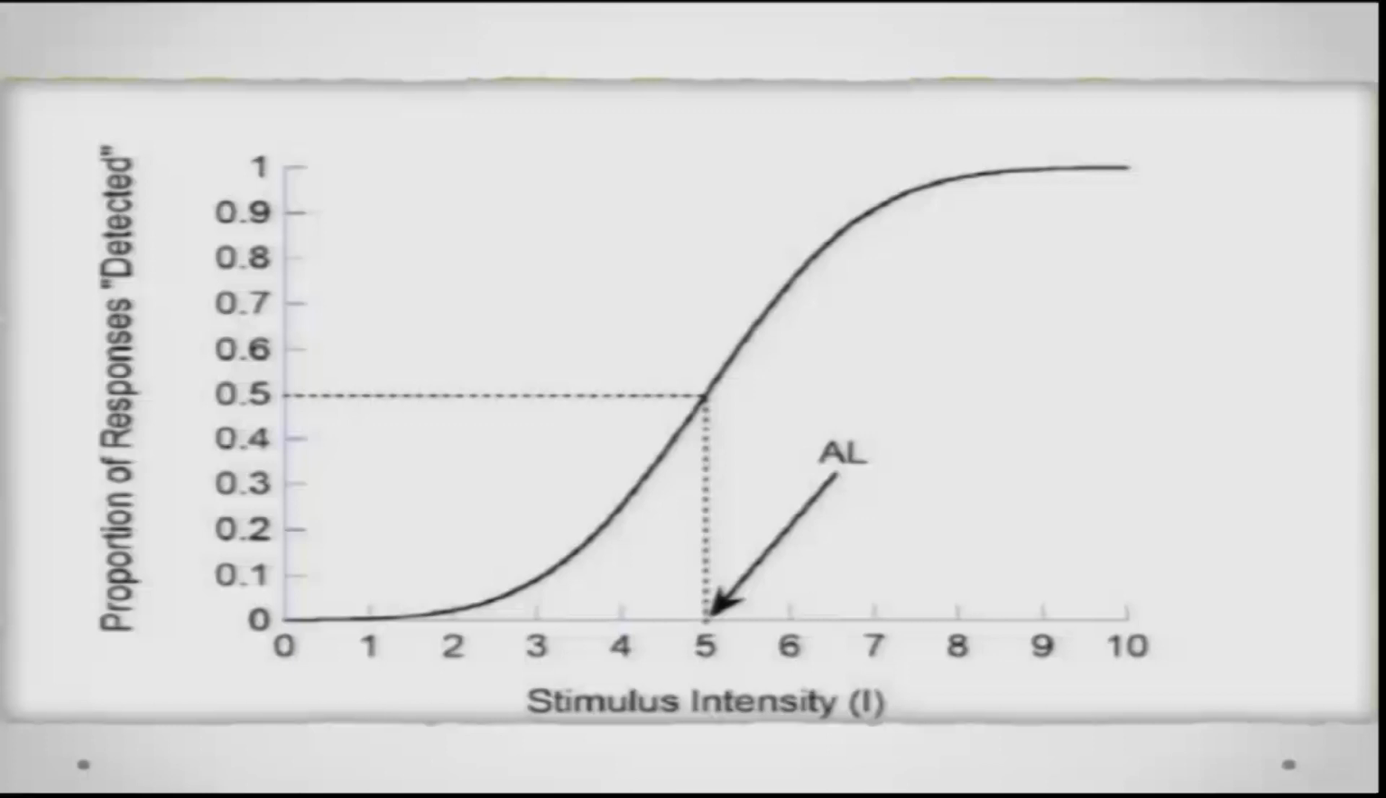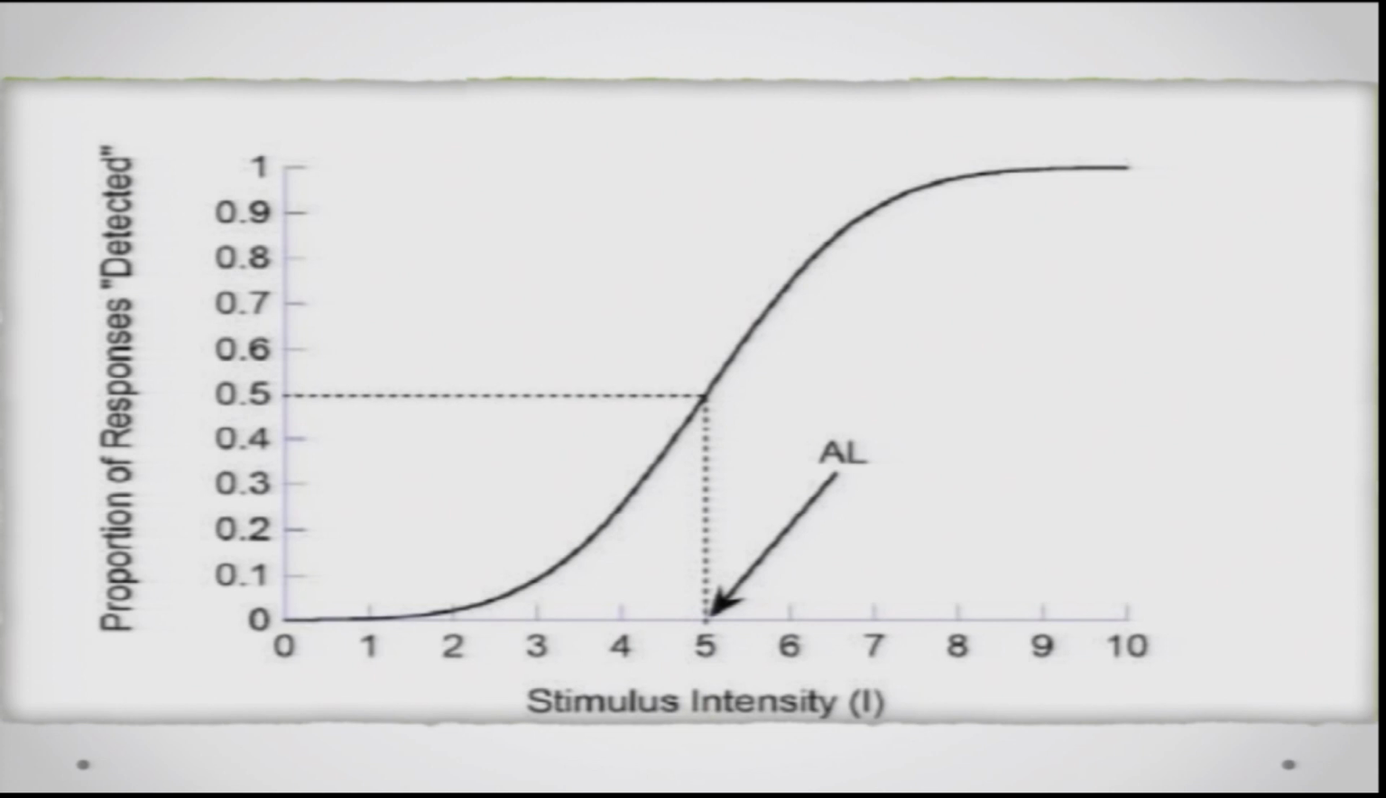Something like this. If you can see this figure here, you will see as soon as the percentage of detected responses goes above 50%, that is pretty much the time where this absolute threshold is. On the x-axis, you can find stimulus intensity. So stimulus intensity is increasing, and in proportion to that, the amount of detected responses is plotted on the y-axis. And at the point when the proportion of detected responses passes 50%, that is chance, that is a bit more than just 50-50, that is where you have reached your absolute threshold.